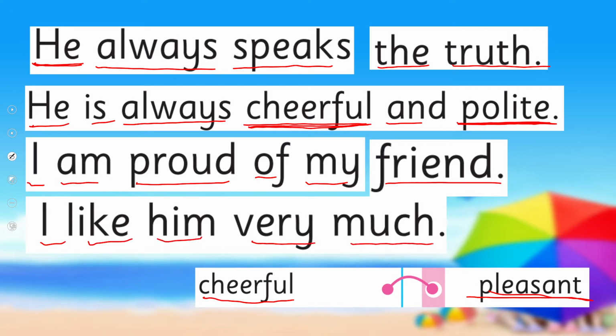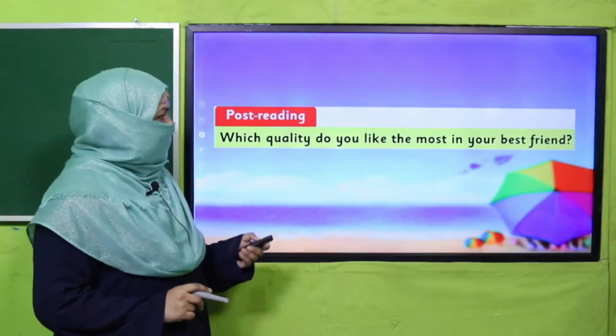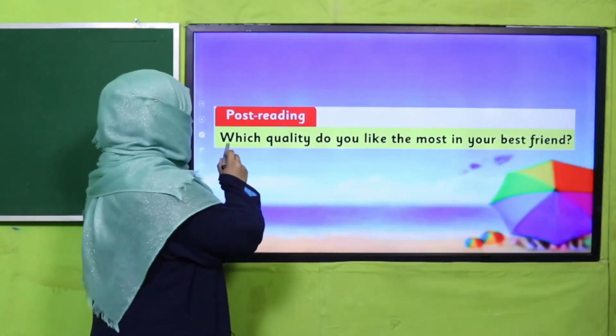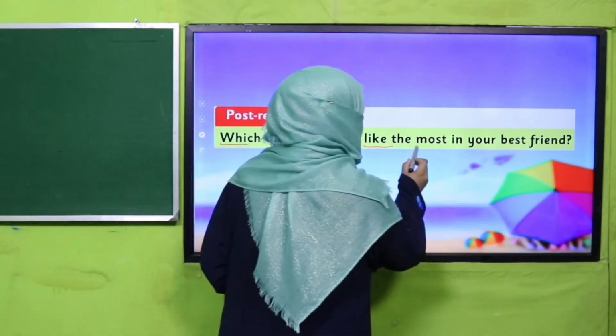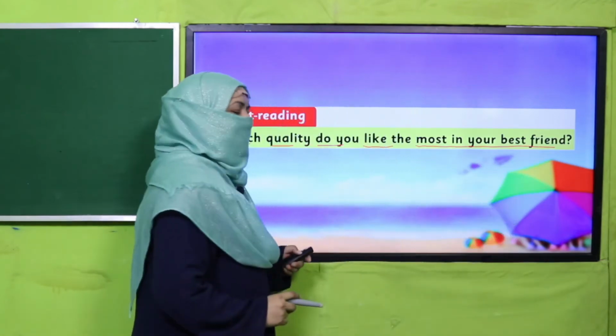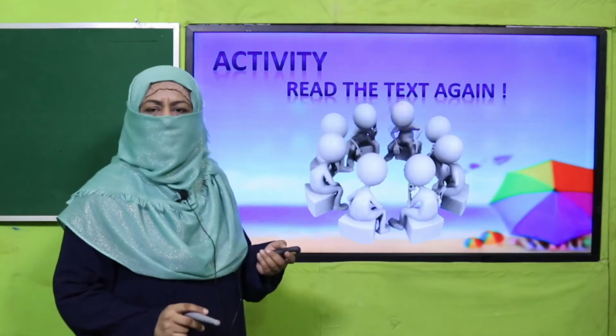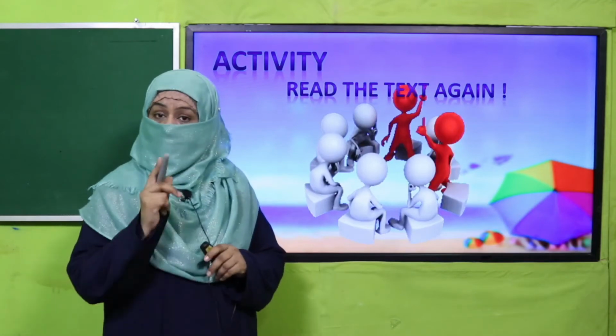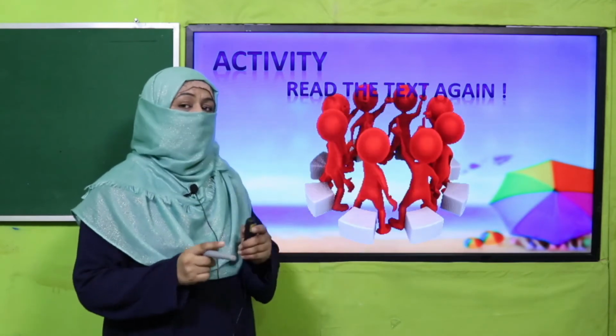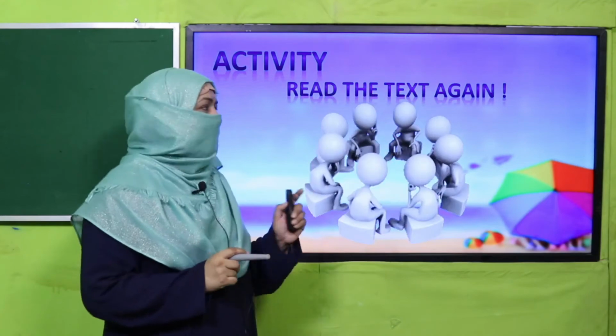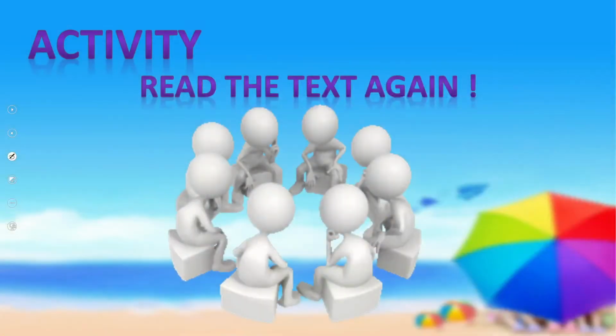So that's it about this unit. Now it's your turn. First you answer this question. Which quality do you like the most in your best friend? After answering this question, you will pause the video, read the text again. Be careful because after this reading, I'm going to ask you a few questions. So pause the video, complete this activity and then come back.